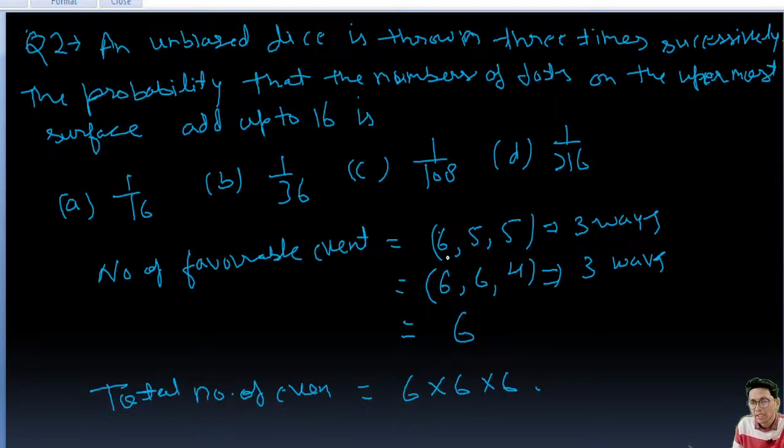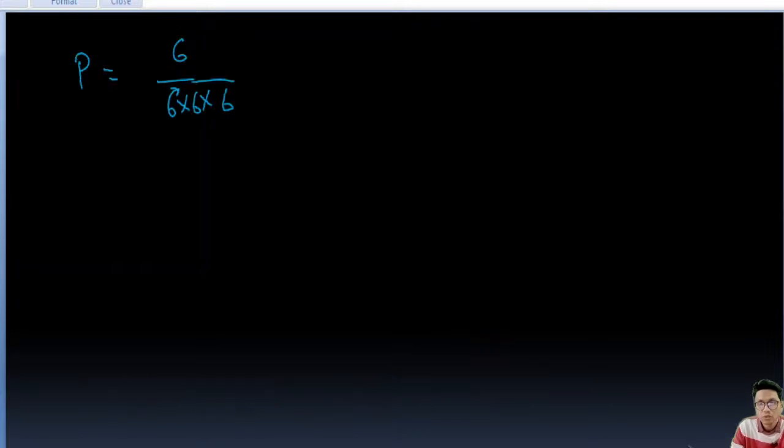So we can get 6 5 5 in three ways. Similarly 6 6 4 in three ways, right? So the total number of favorable events is 6 and the total number of events is 6 into 6 into 6. So therefore the probability is favorable number of events upon total number of events, right? So 6 will get cancelled with 6, so it is going to be 1 upon 36.